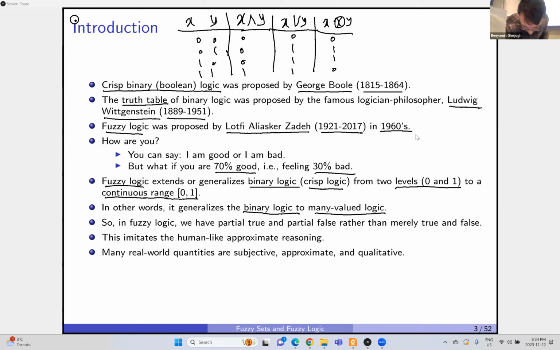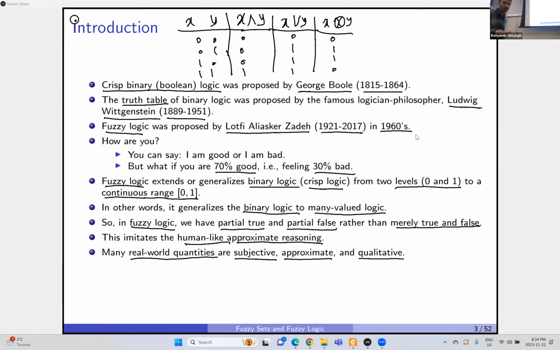So in fuzzy logic, we have partial true and partial false rather than merely true and false. This imitates human-like approximate reasoning. We humans are not 0 and 1. We have approximate reasoning. When I say do this, probably it is good for you with probability 70%. I never say that it's definitely good for you. I don't know the future, right? Many real world quantities are also subjective, approximate, and qualitative. They are not perfect. These are the intuitions for why we need fuzzy logic.